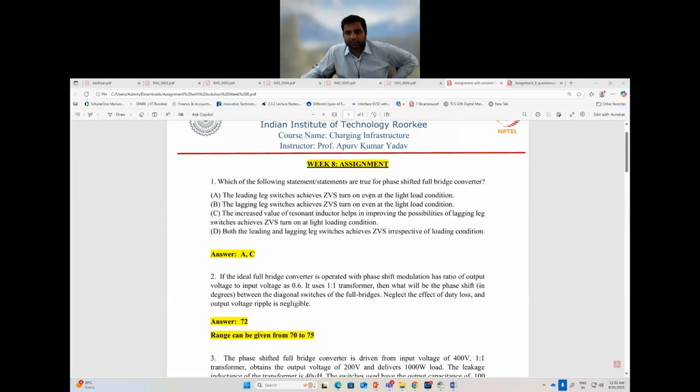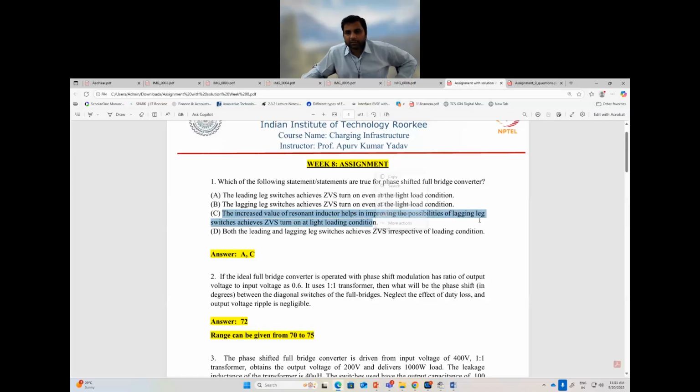The leading lag switches achieve ZVS for light load condition as well, because it's the output inductor which comes in series with the L leakage, and that has a good amount of energy to discharge or charge the C1 and C2 capacitance of the switch S1 and S2 such that they change their states, and that's when the body diode connected across the switch will get turned on, and that's when the switch will achieve the ZVS. However, in C, increasing the value of the resonant inductor helps improve the possibility of lagging leg ZVS.